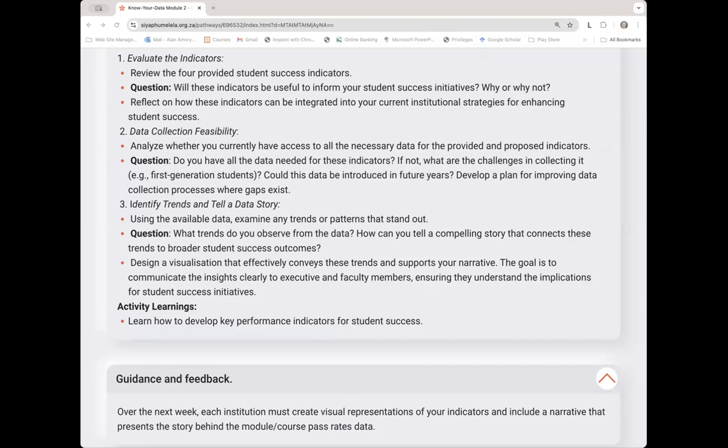I think we also had a very lengthy discussion. We couldn't get to question three, but we looked at the indicators. We found them all useful, but we agreed that in terms of the indicators, the tracking on the high impact modules and looking at the retention rates could actually help us with our institutional strategies for enhancing student success.